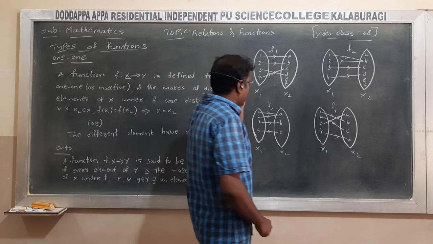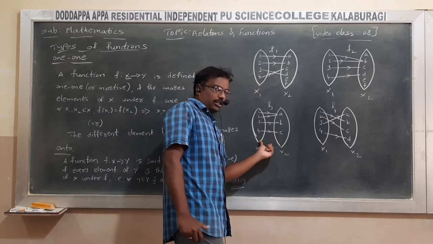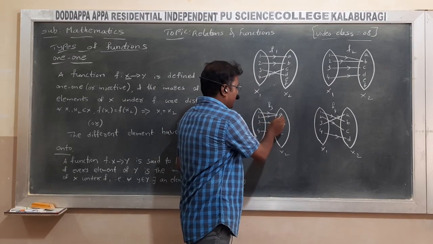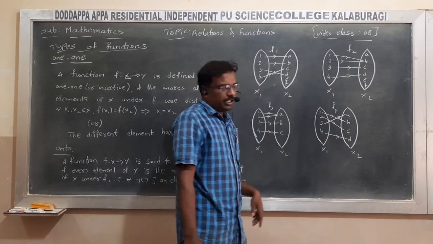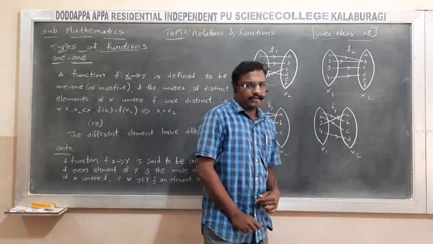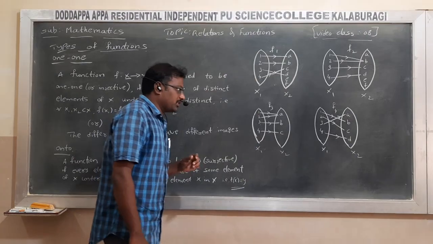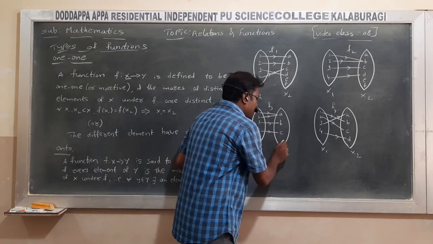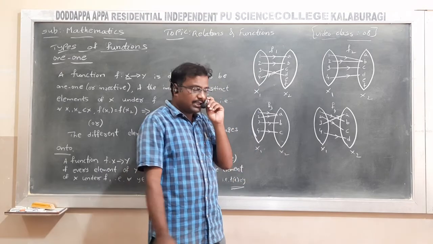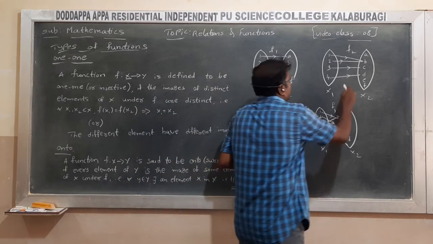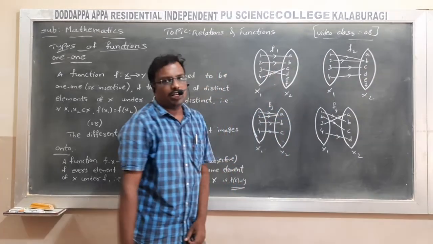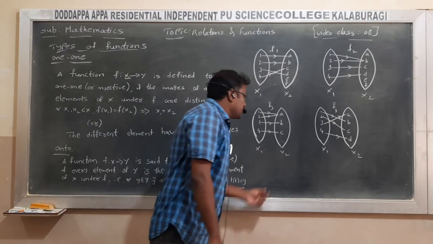Here, this one is called an onto function. This one is not. Here different elements can have the same image, and different elements can have different images. Both are possible, but in set B no element should be left out. Only then is it an onto function. Here an element is left out, so that's why it is not an onto function.